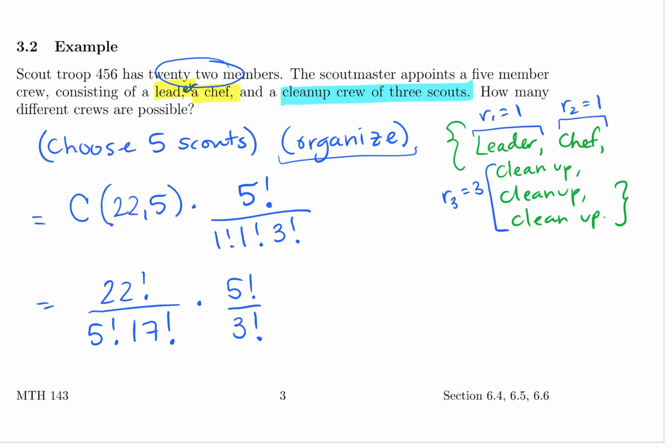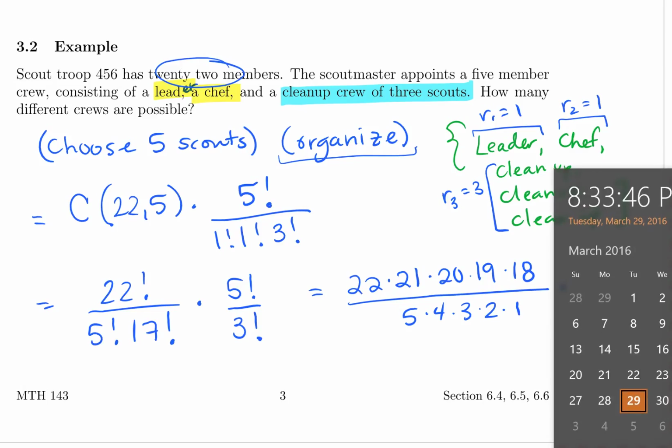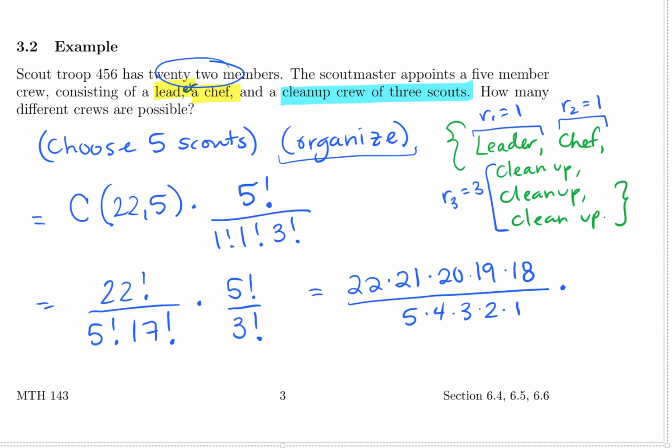Simplifying our first factorial, we end up with 22 times 21 times 20 times 19 times 18, all divided by 5 times 4 times 3 times 2 times 1. And then this is multiplied by 5 factorial, but we can simplify the 5 factorial with the 3 factorial in the denominator. That would be just 5 times 4.